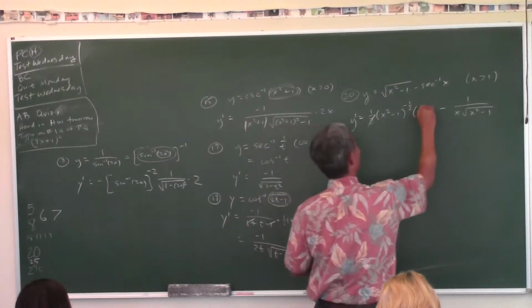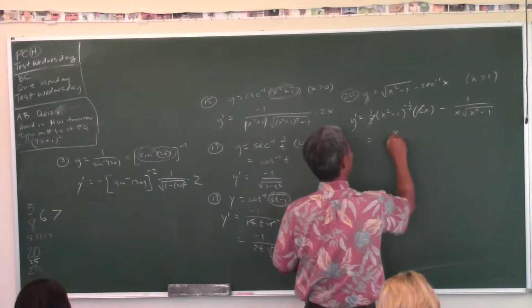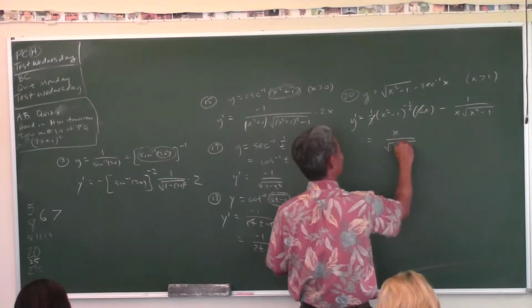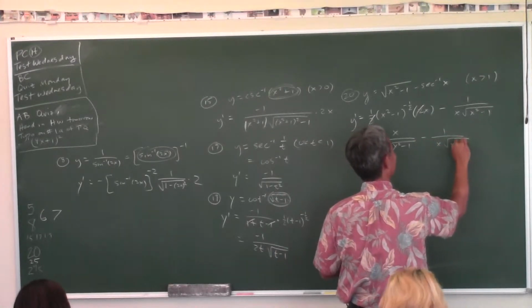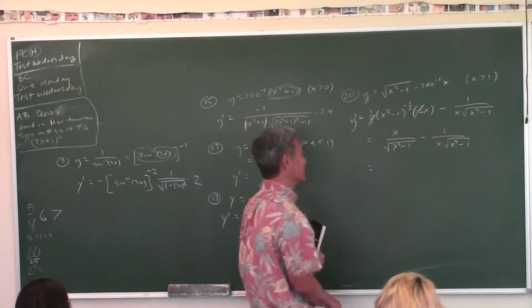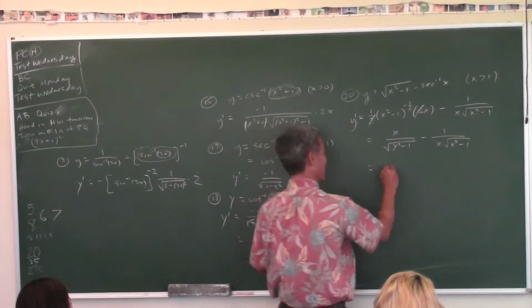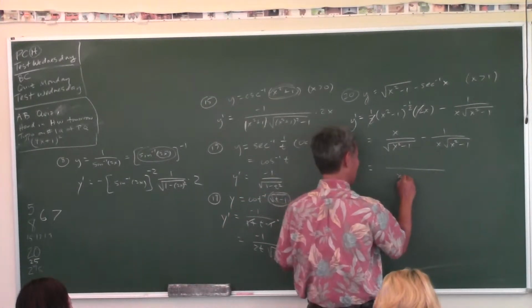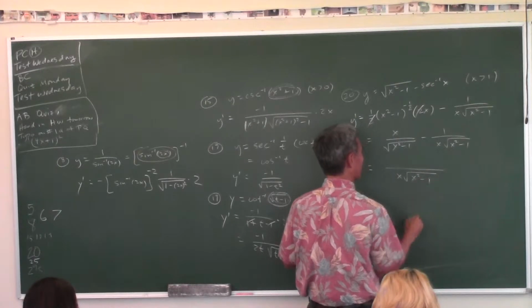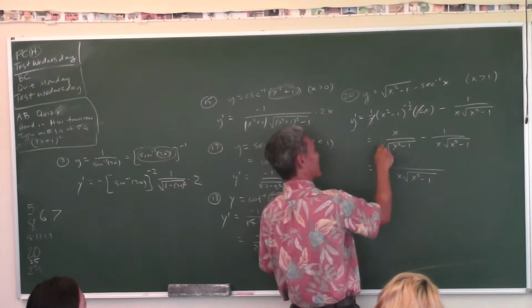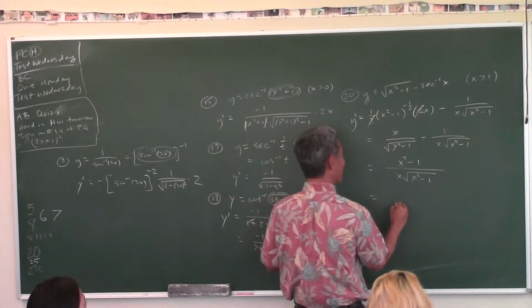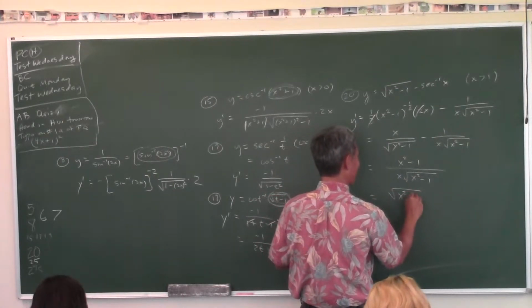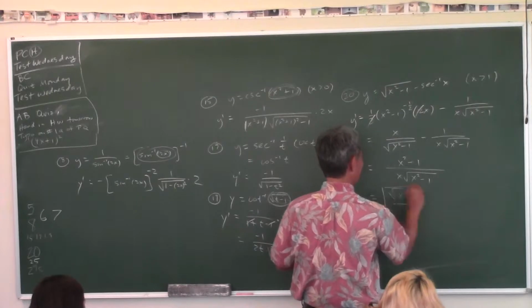The 2's cancel out, so you have x over... change everything back to radicals if you have a hard time simplifying. It's a lot easier. Now you can clearly see the least common denominator is x root x squared minus 1. So this one you gotta multiply top and bottom by x, so you get x squared minus 1. So your final answer is going to be root x squared minus 1 over x. Box that, that's the answer.